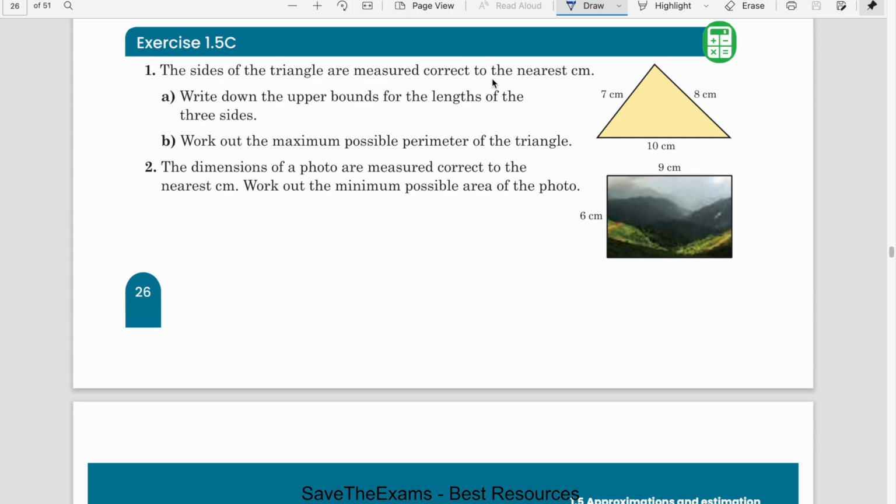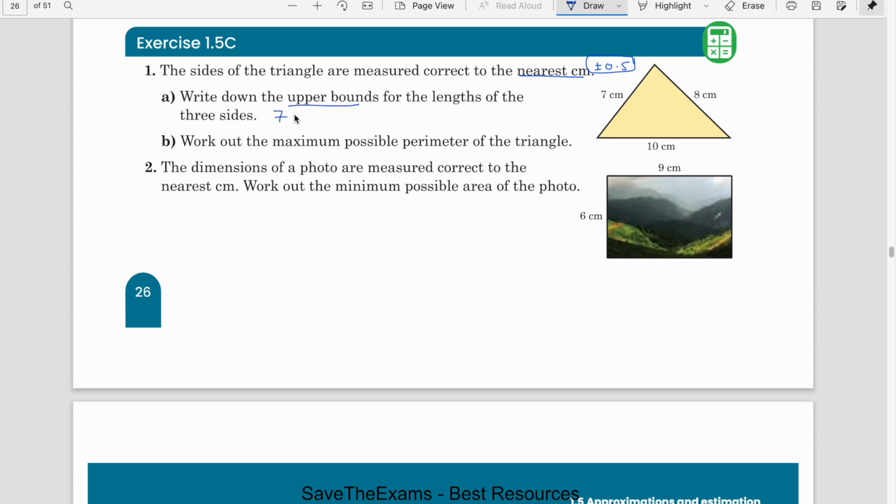The sides of a triangle are measured correct to the nearest centimeter. Write down the upper bound for the length of the three sides. Nearest centimeter, so we know this is plus minus 0.5. Any disagreement? So now it says the upper bounds. I know that it is 7, so upper bound would be 7.5.